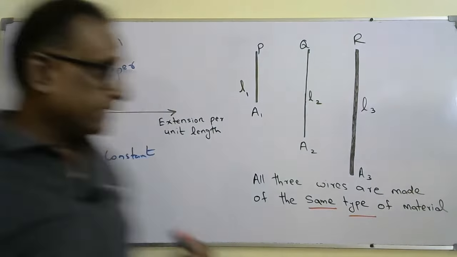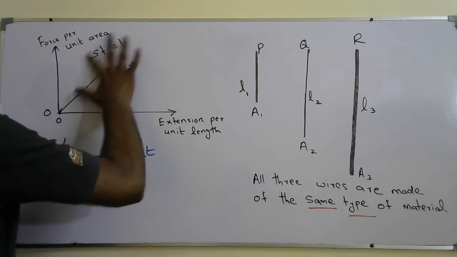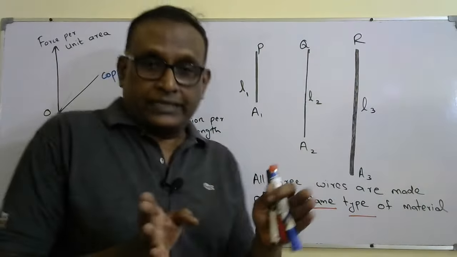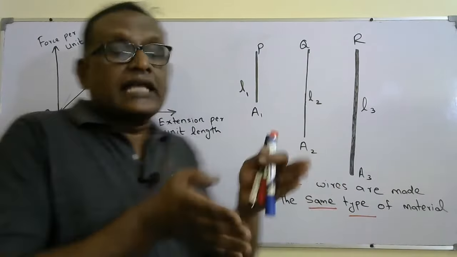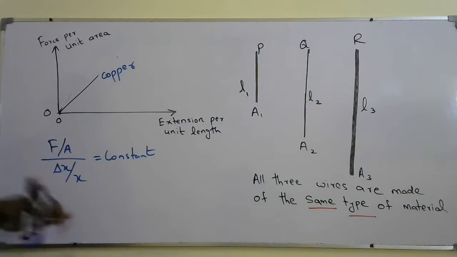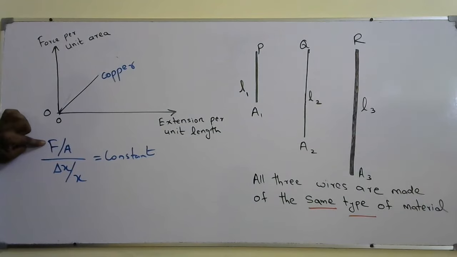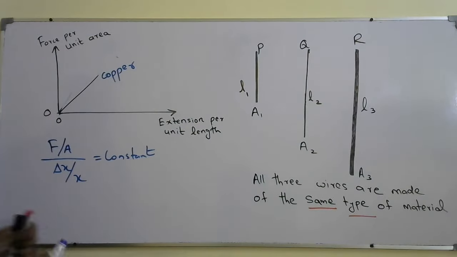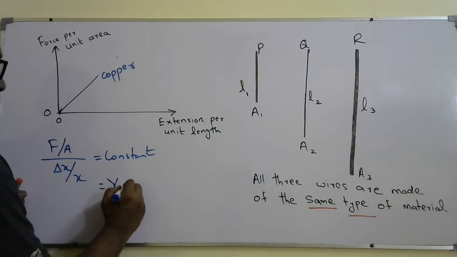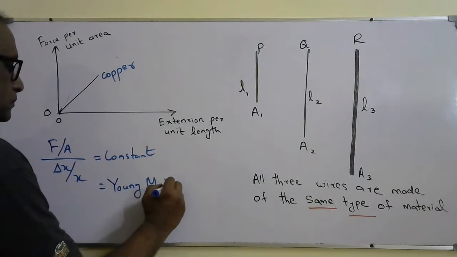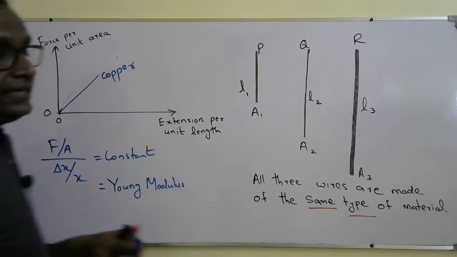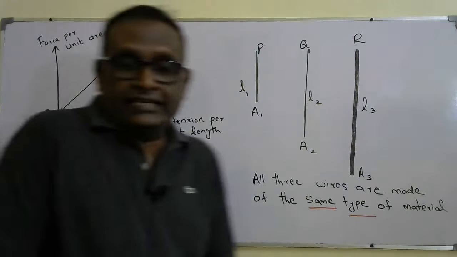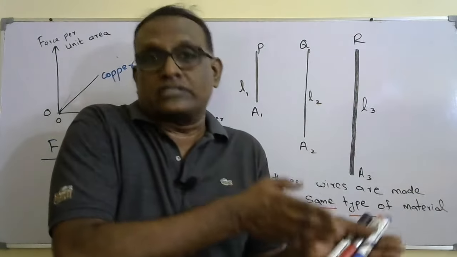So for a particular type of material, the graph is the same regardless of the dimensions of the material, which means they have a property of the material, called Young modulus. The ratio of force per unit area against extension per unit length is constant because they all have the same gradient. This is called Young modulus. Different types of materials will have different gradients. A material that has a greater gradient is stiffer.